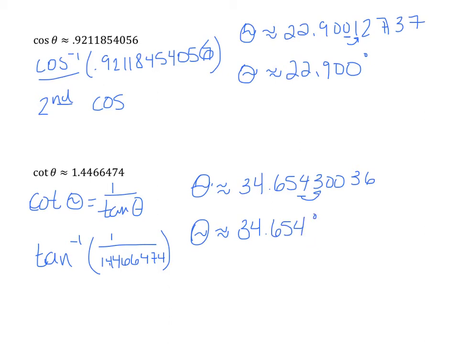34.654 degrees. Something to pay attention to. If you're finding the angle, right, cotangent of an angle, then you take the reciprocal of this number that you're given and you apply the inverse function to it. So here I took the inverse tangent of 1 over what I was given. But when I was given the angle, that's when I did 1 over the trig function of the angle. So pay attention because there's a huge difference there.